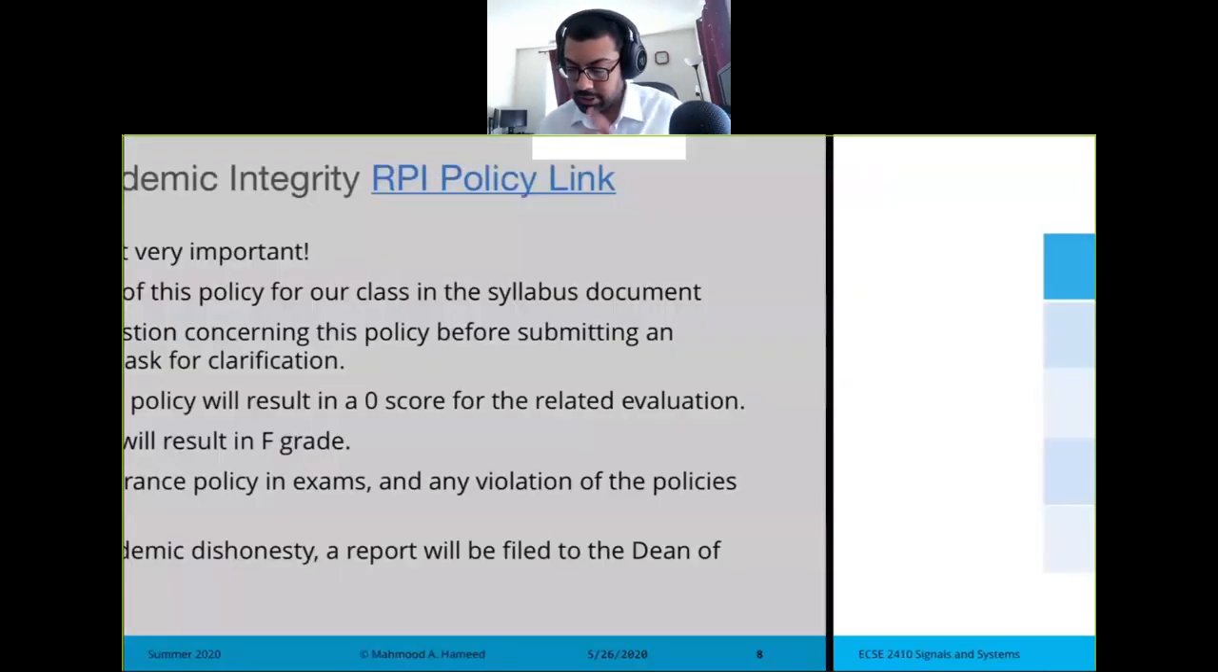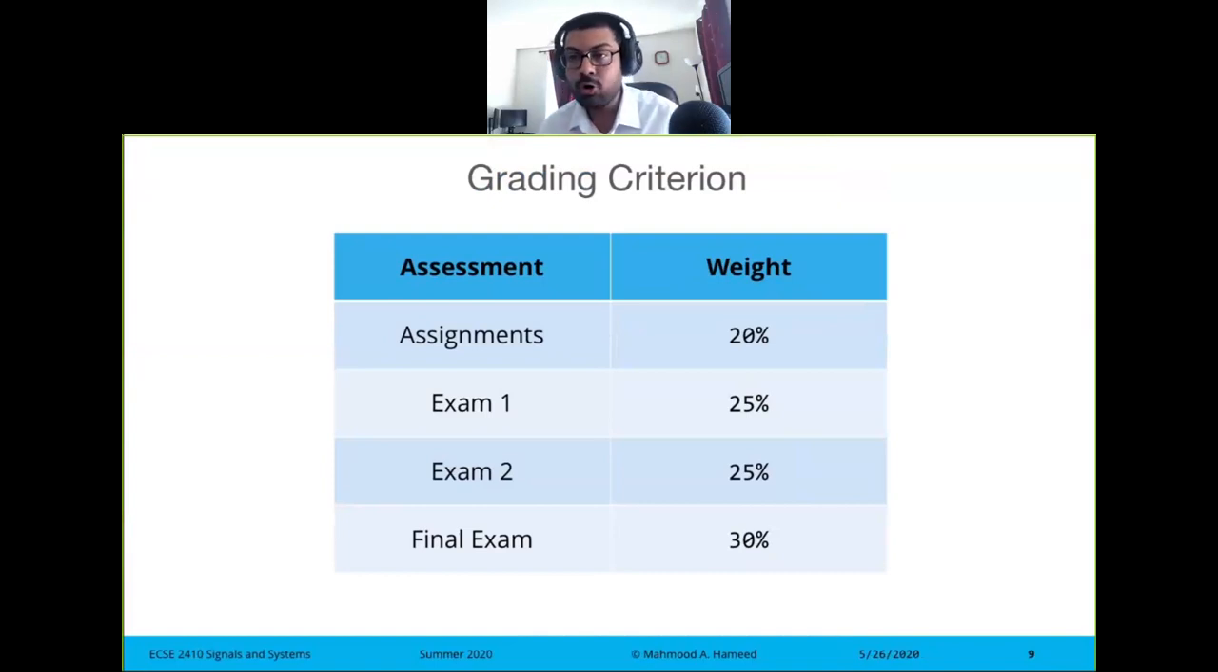All right, let's move on here. I hope that was the last of academic integrity that we had to address as a group, at least. Okay, grading criteria. Assignments, about 20 of them will be assigned over the semester, each of them roughly about 1%. So 20% for your homeworks. Exam 1, 25%, exam 2, 25%, and the final exam, 30% of your course grade.